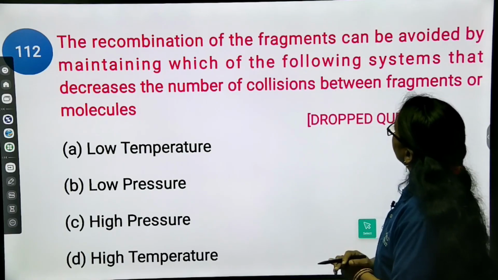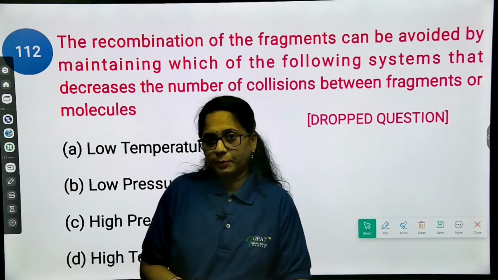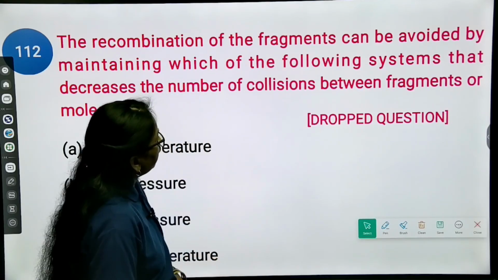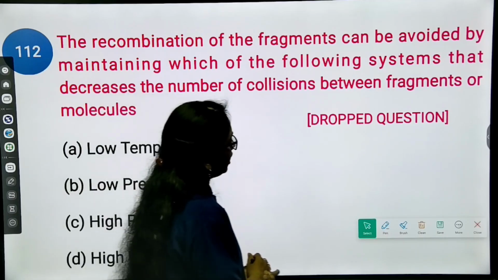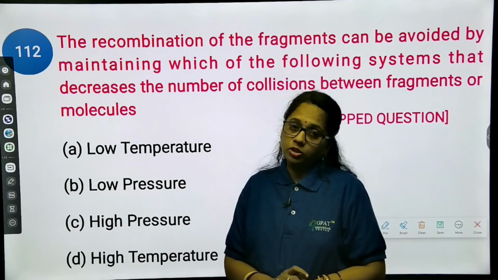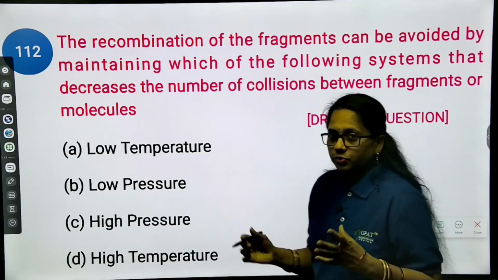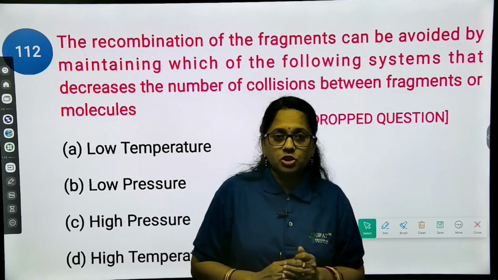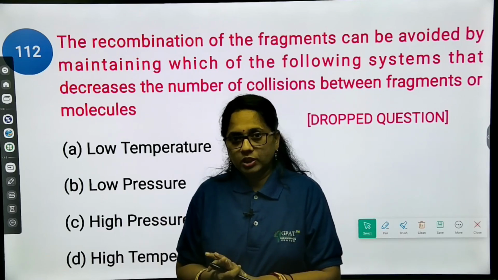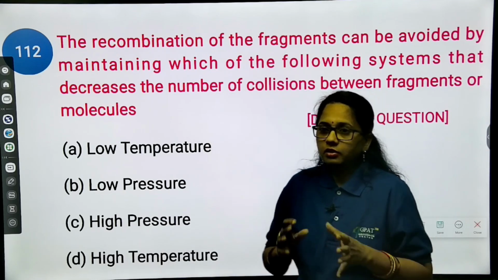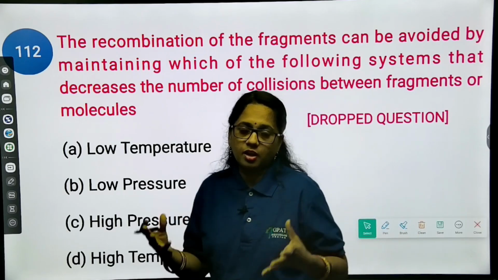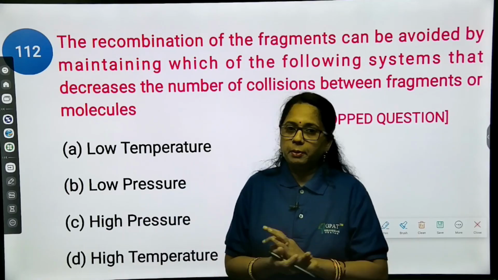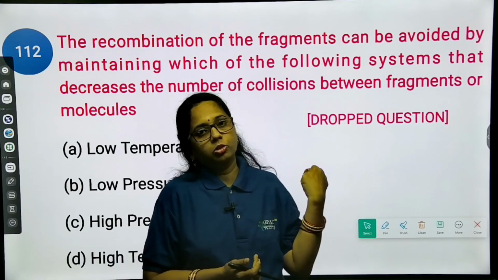The question is related to mass spectroscopy. The recombination of the fragments can be avoided by maintaining which of the following systems that decreases the number of collisions between the fragments or the molecules. That means whenever we give energy, the electron bombardment in case of mass spectrometry, it is going to cause collisions between the ions, right? Thereby the fragmentation is going to take place. Initially the parent ion is going to be ionized, thereby you are going to see the parent peak, or molecular ion peak, as we call it.